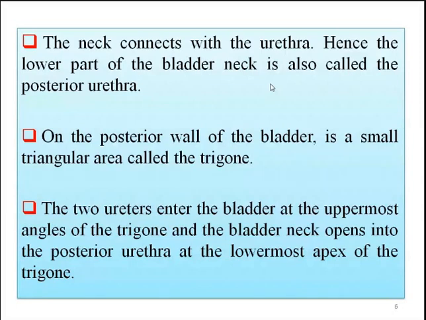Then on the posterior wall of the bladder is a small triangular area called the trigone. I have shown you the trigone. The two ureters enter the bladder at the uppermost angles of the trigone, and the bladder neck opens into the posterior urethra at the lowermost apex of the trigone.